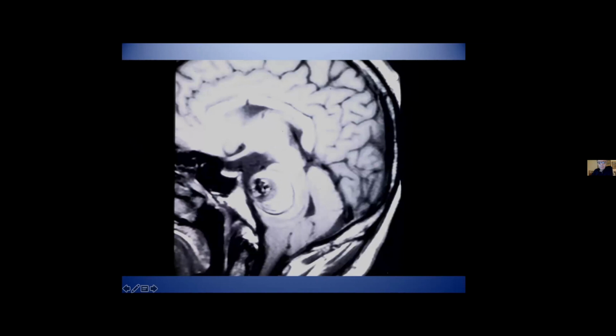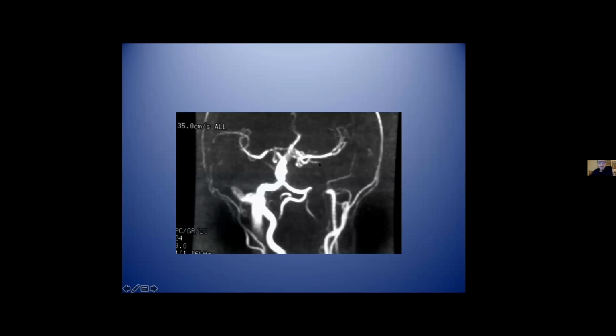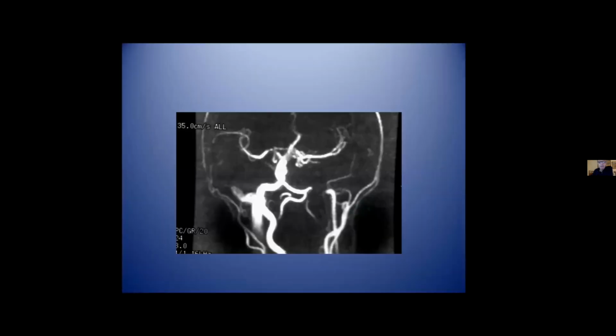I decided to treat it. Occlusion of the basilar artery. Progressive decrease, the mass effect of the aneurysm. This is the control MR 15 years later. You see the thrombosis of the left carotid aneurysm, the basilar artery, and the patient is total asymptomatic.